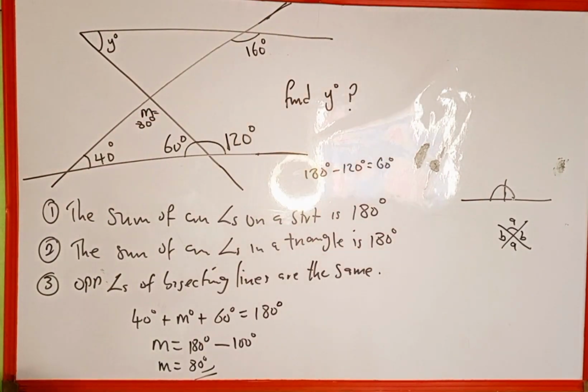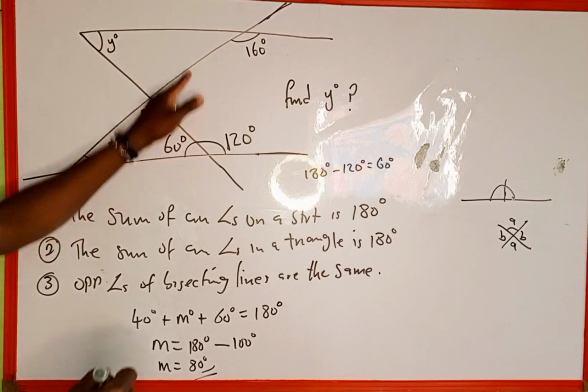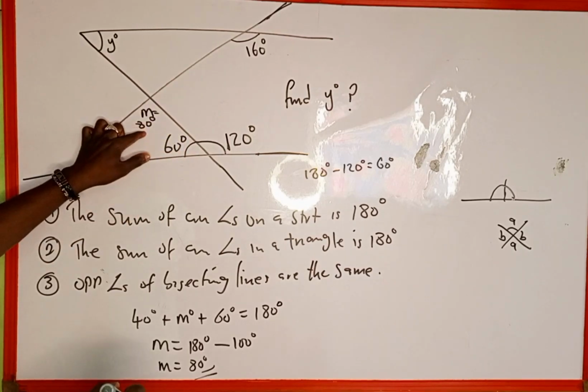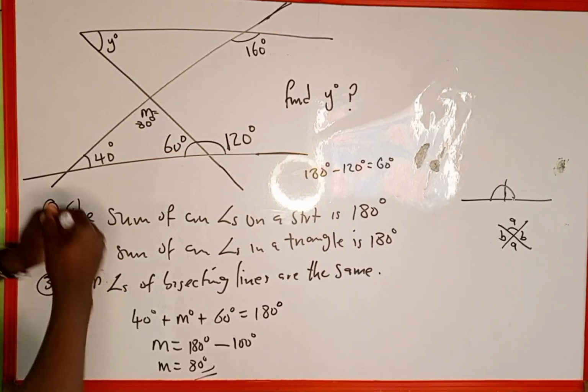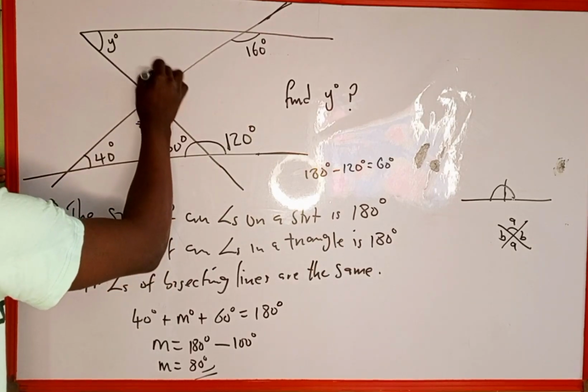So if you look at this place, we have a bisecting line. The line is crossing. So we have 80 degree here. So that means the angle here is the same as 80 degree.